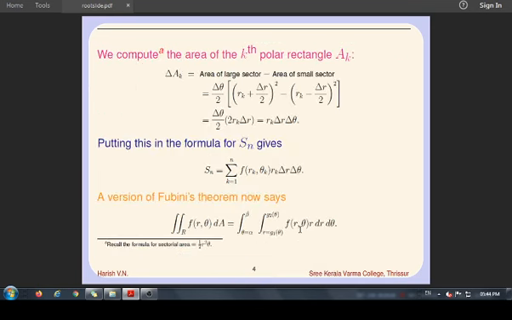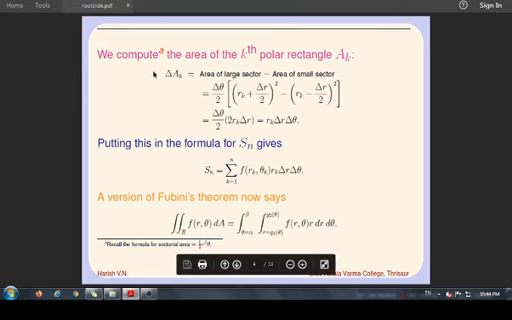Okay, now this definition doesn't tell you how to evaluate an integral. So for evaluation purposes, we need some more computations. So we compute the area of the kth polar rectangle AK. So recall what is the formula for sectorial area? It is half r square theta. So what is meant by sectorial area? What is meant by sector?